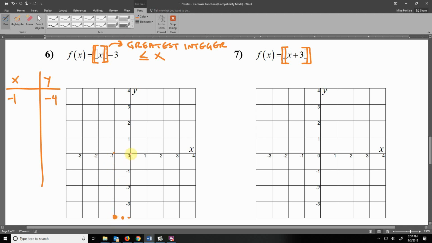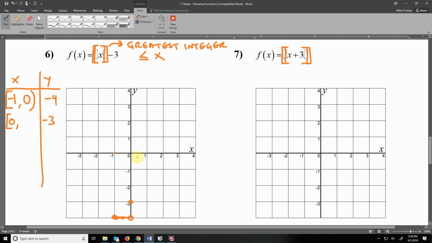Until I put in a number as big as 0. Because now the greatest integer less than or equal to 0 is 0. So from -1, inclusive, all the way up to 0, but not including 0, I get an output of -4. So on that domain, my output is -4. So if I put in a 0, the greatest integer less than or equal to 0 is 0, minus 3 is -3.